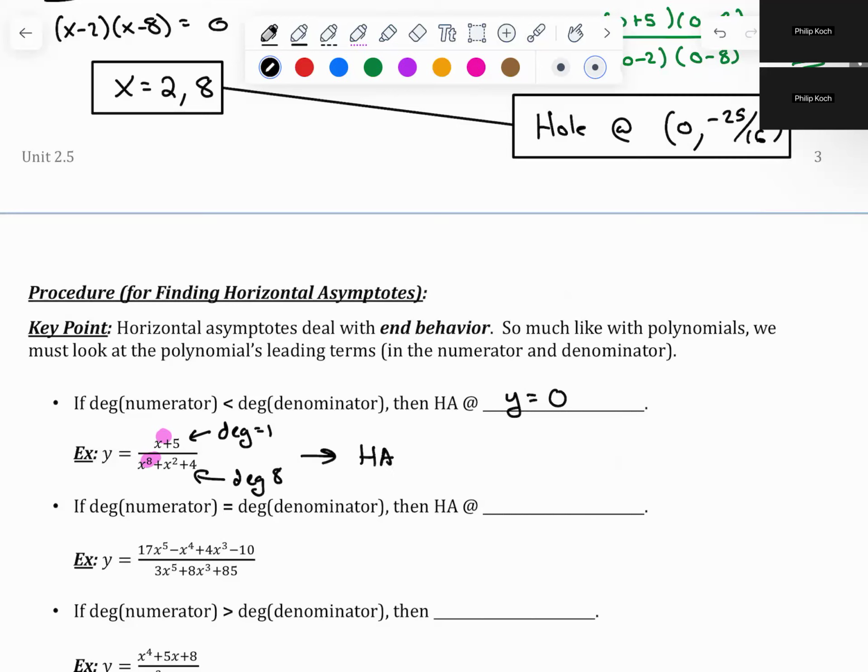Which implies that there's a horizontal asymptote at y equals 0. And we'll explain why in just a moment. Once we get all the rules, we'll explain why. But if the degree of your numerator is smaller, then you will have a horizontal asymptote at y equals 0.